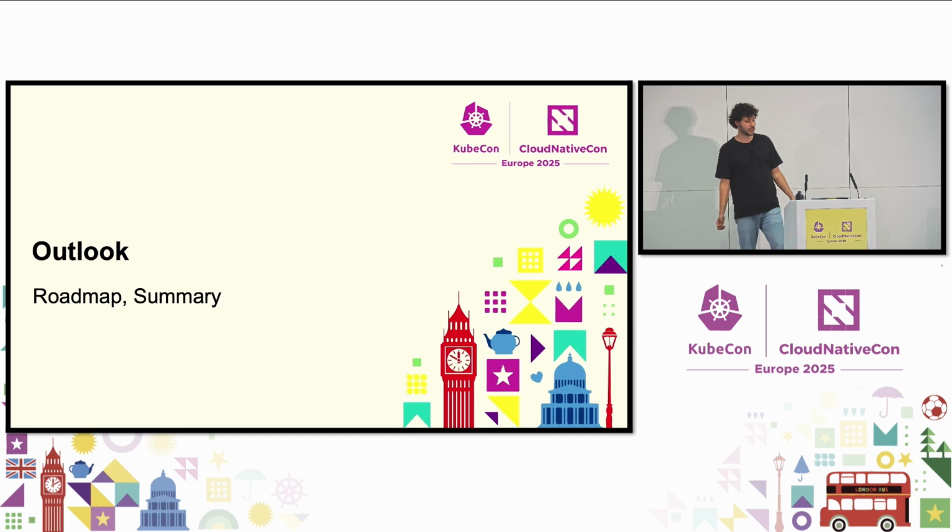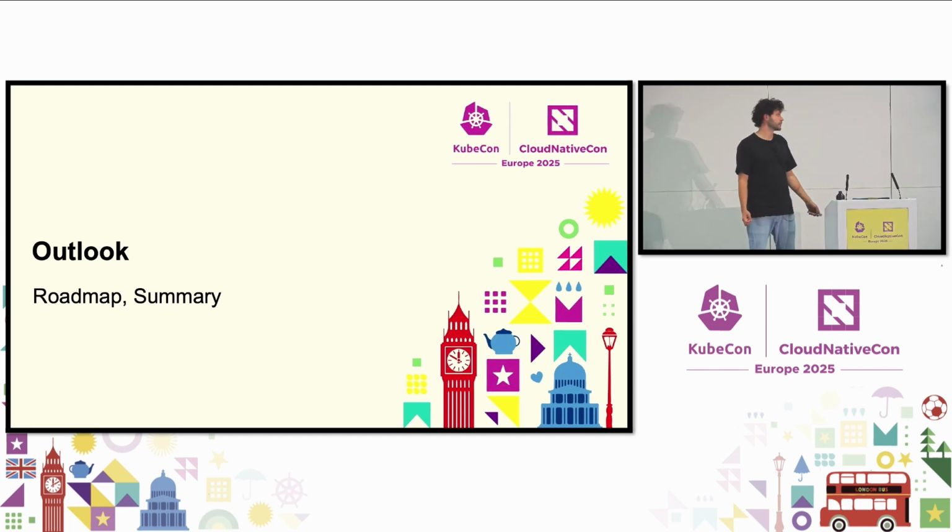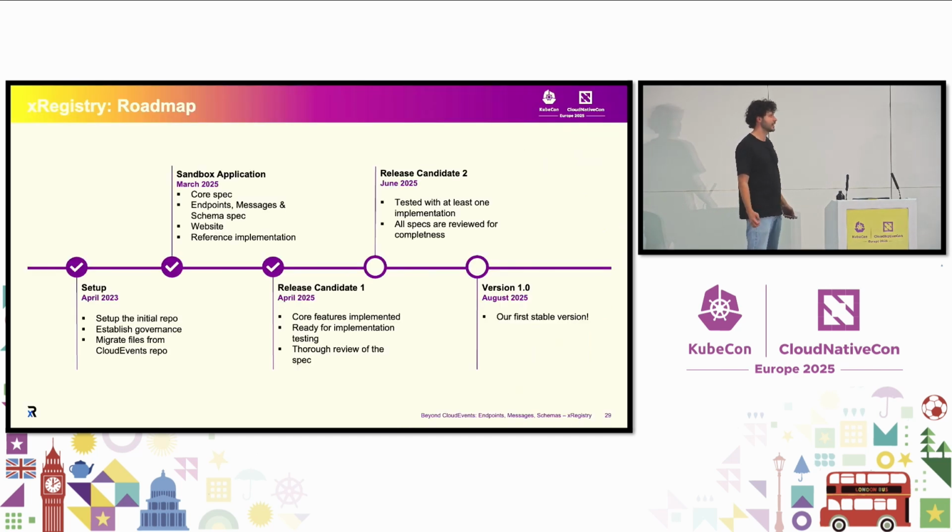So looking at the outlook, the roadmap. What we have done already, in April 2023, almost exactly 2 years ago, is create the spec repo that I showed you. This is where it moved out of the CloudEvents organization into its own organization. We set up this initial repository, we had some governance, and migrated all that stuff. And last month we filed a sandbox application for CNCF. That has the core spec in it. It has the endpoints, messages, and schema spec in it, as well as the reference implementation.